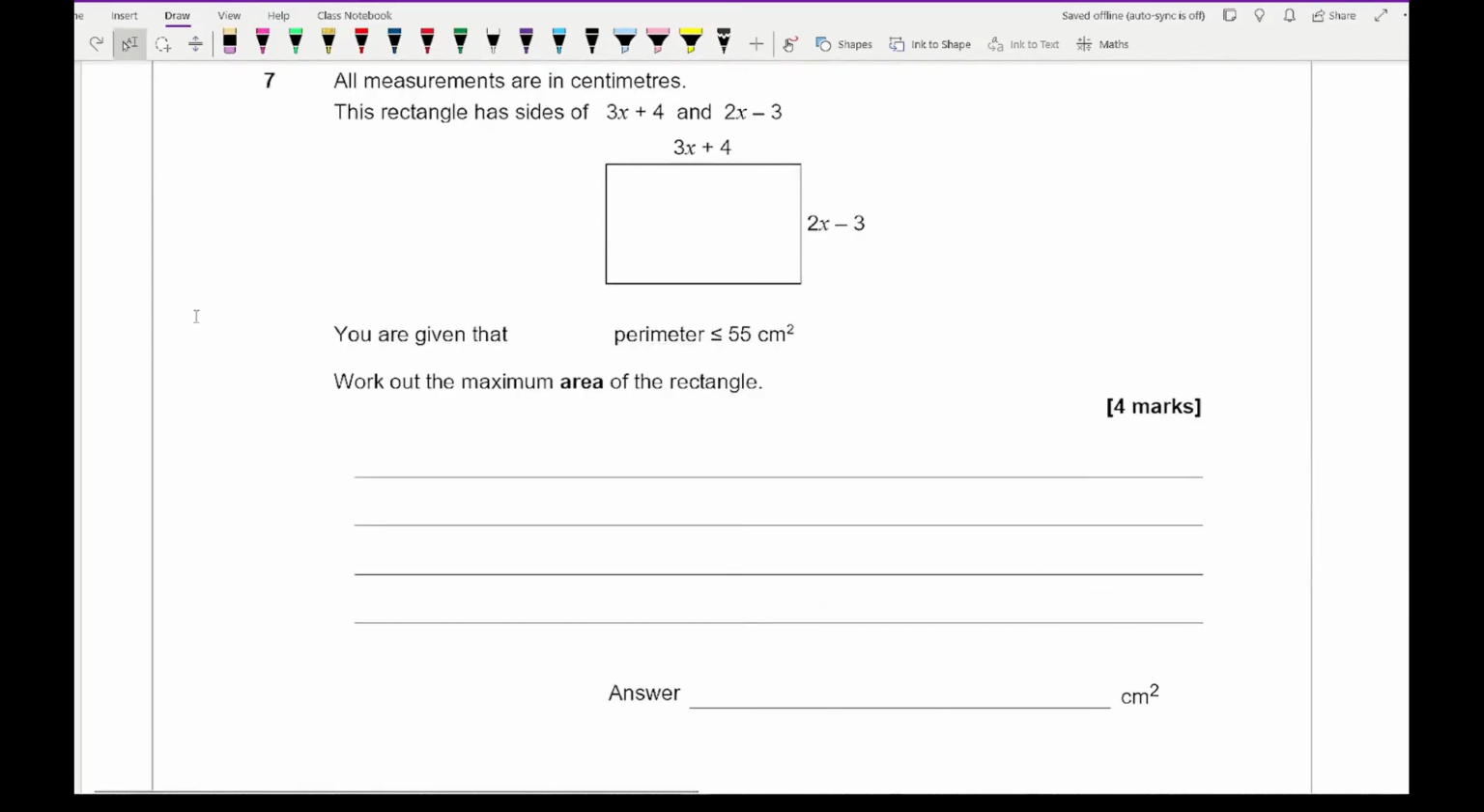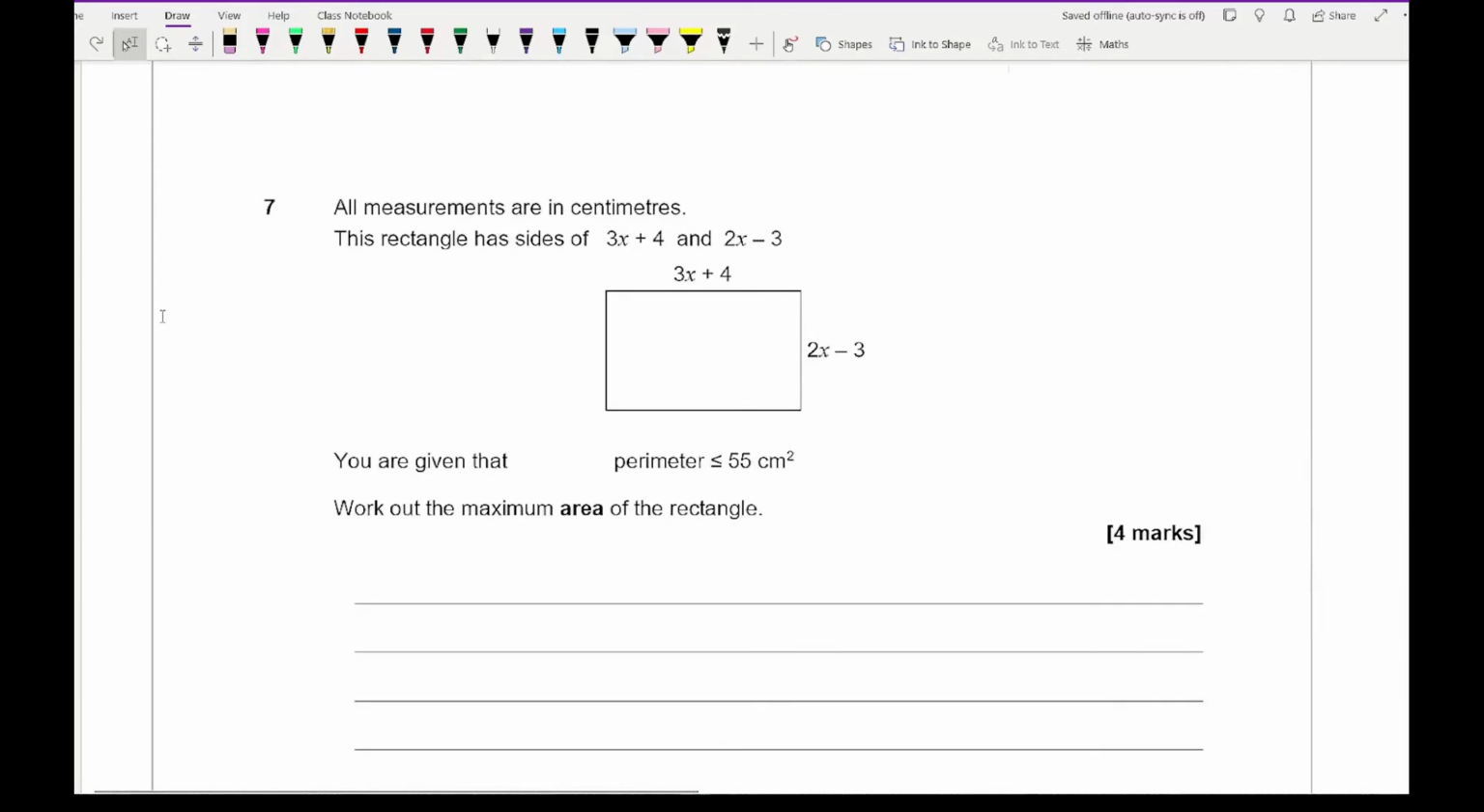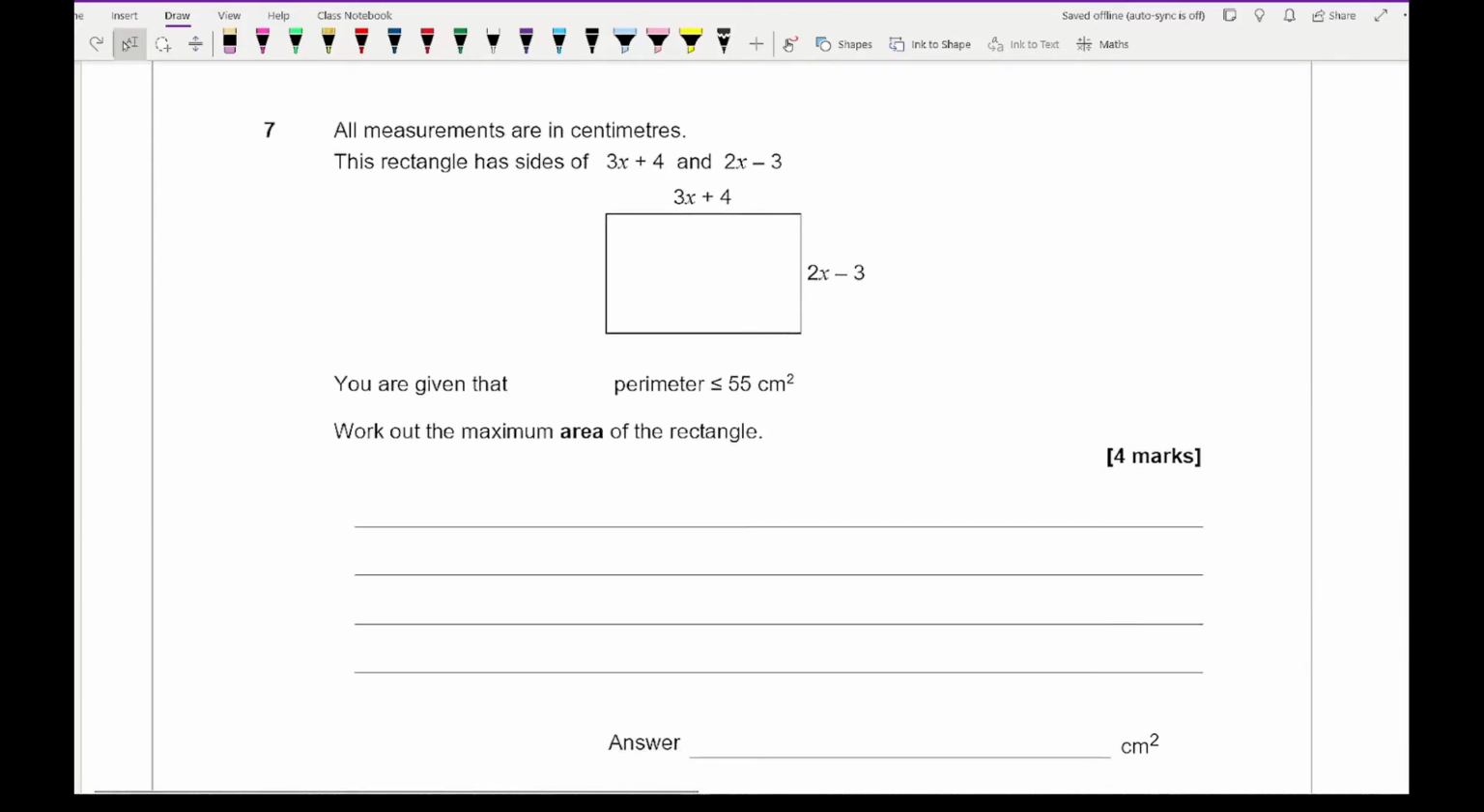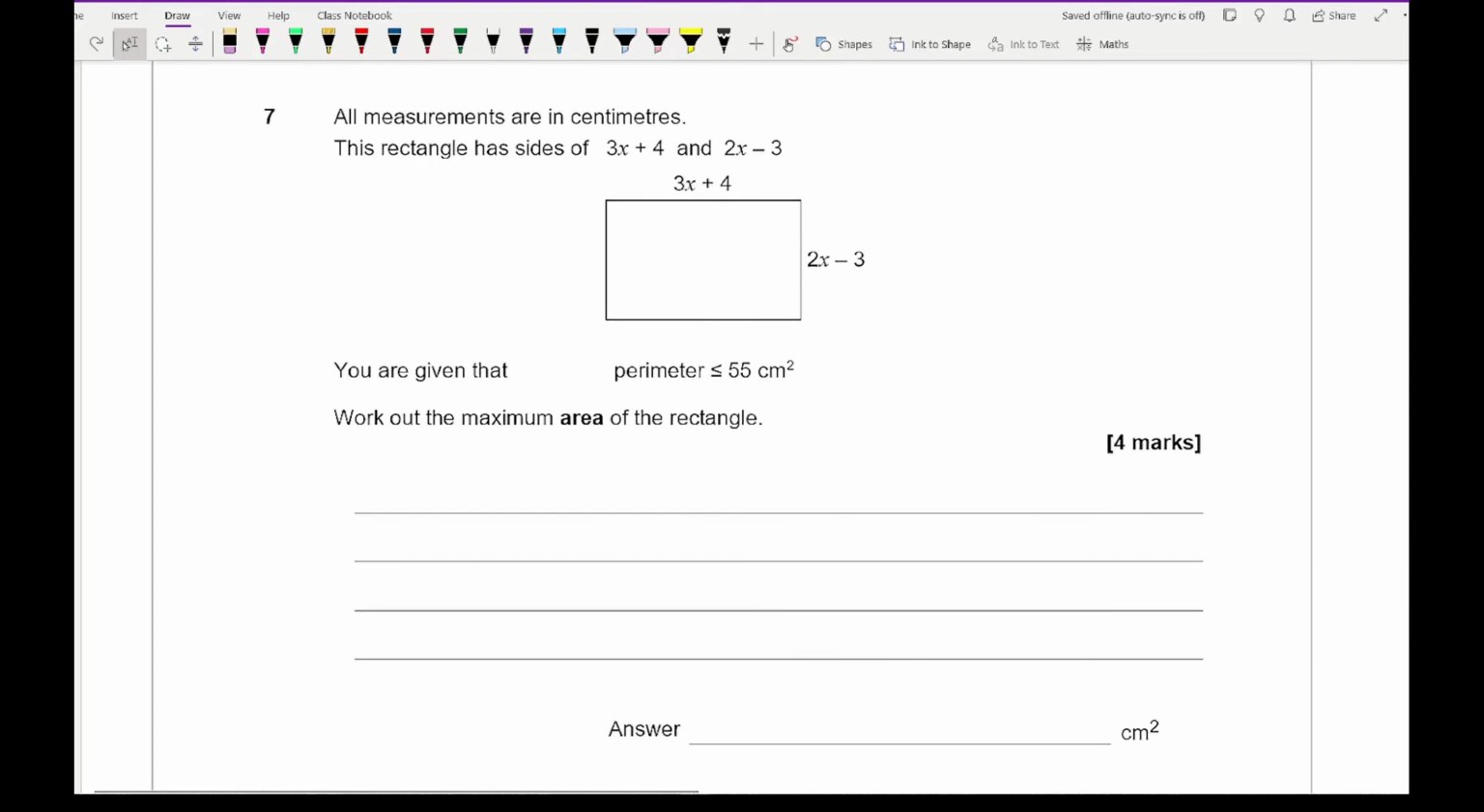Now, for question 7, it says all measurements are in centimeters. This rectangle has sides of 3x plus 4 and 2x minus 3. You're given that the perimeter is less than or equal to 55 centimeters squared. Find the maximum area of the rectangle. Now for this, what we need to do first is find out what the maximum x value is going to be. So what I need to do is first of all work out algebraically an expression or equation that represents the perimeter. So the perimeter is where I add up all of the sides together.